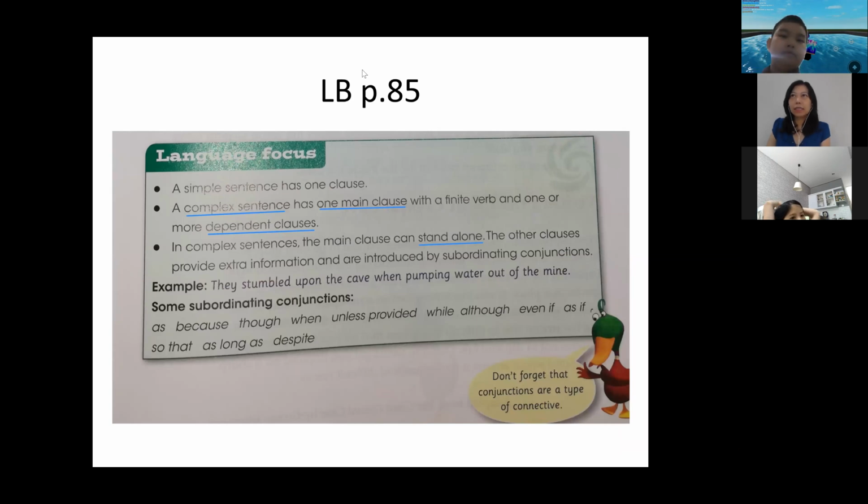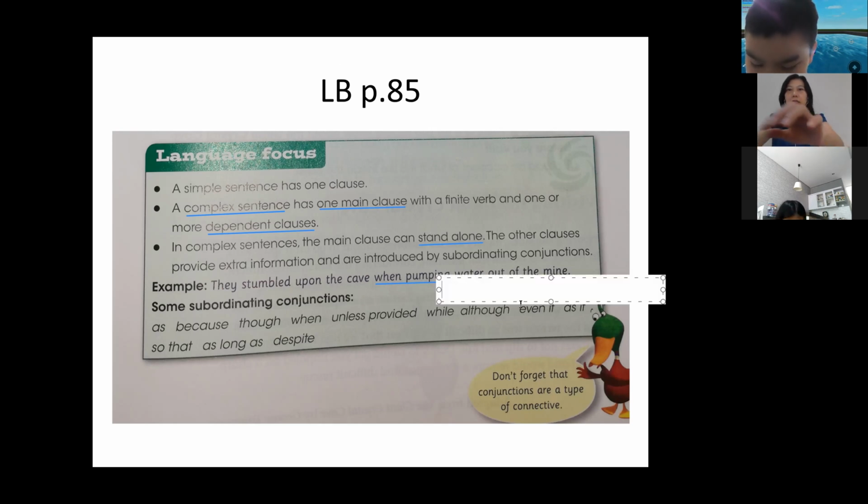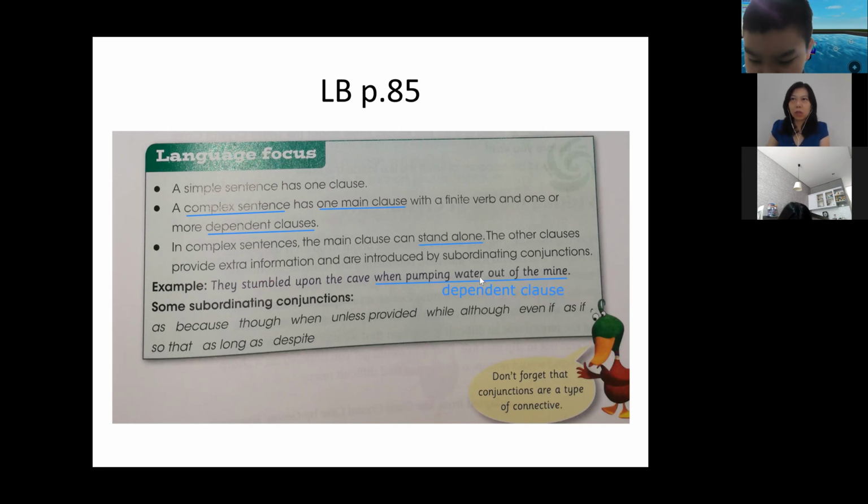Okay, now, based on the example, this is the main clause and this is the dependent clause. Can you please, children, underline the example and type this as dependent clause. Okay, that's the dependent clause. And this part is the main clause.